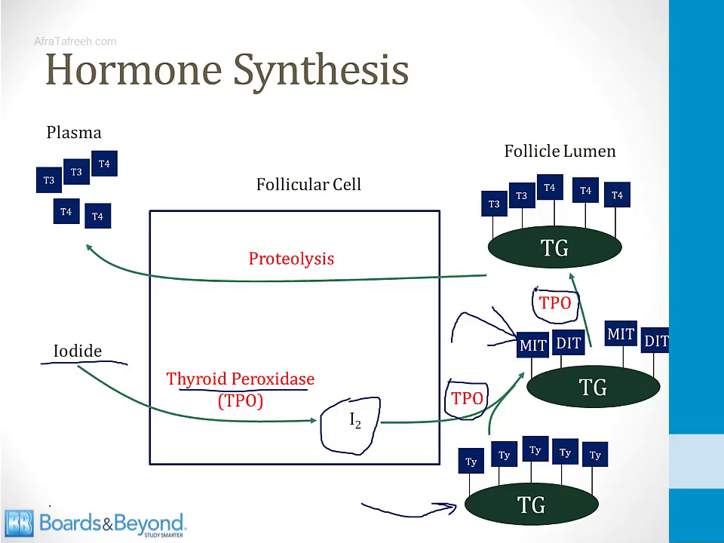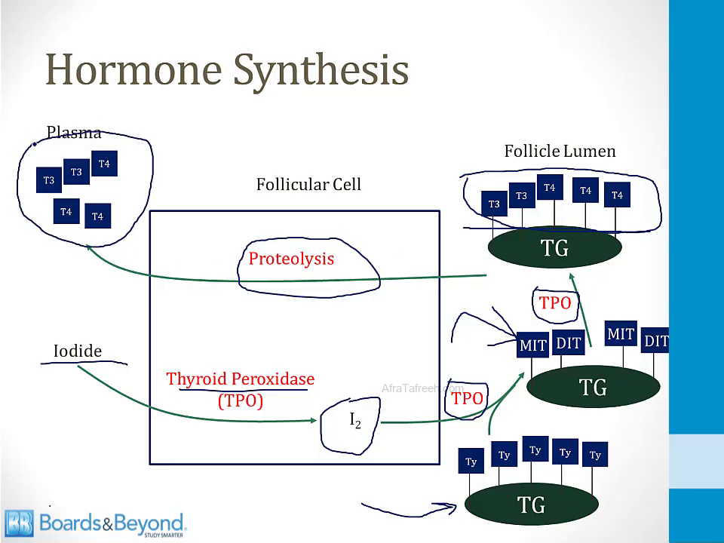TPO then carries out coupling reactions and combines the MIT and DIT molecules into T3 and T4 molecules in the follicular lumen. Thyroglobulin together with those T3 and T4 molecules is then brought into the cell and it undergoes proteolysis. Basically what happens is the T3 and T4 molecules are split off from the thyroglobulin. This results in the release of T3 and T4 into the plasma.